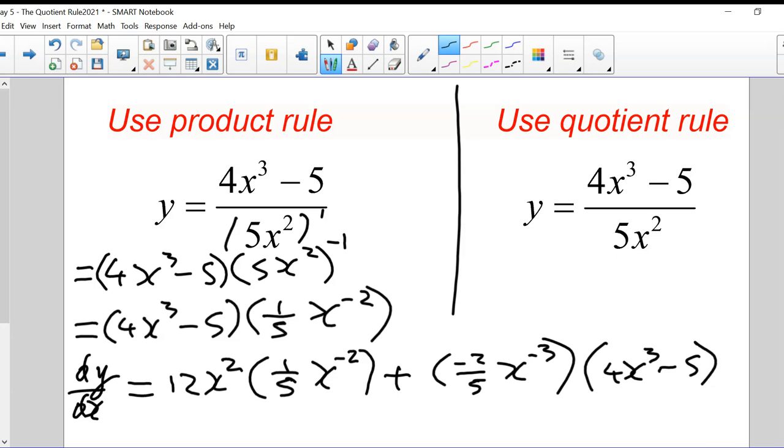All right, let me just go through that again with everybody. I'm deriving the first bracket, so that's the 12x^2. I'm not deriving the second bracket, so that's still 1 over 5 x to the -2. Then, because it's the product law, I'm adding on the derivative of the second one, so that's -2 times 1 over 5, so -2 over 5, x to the -3, times the underived first one, 4x^3 minus 5. Okay?